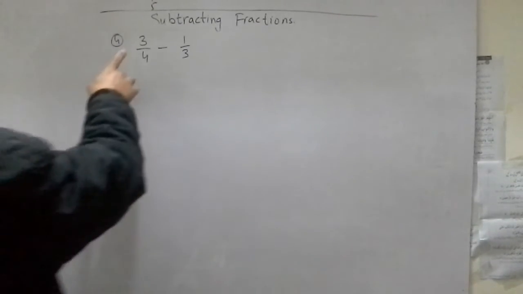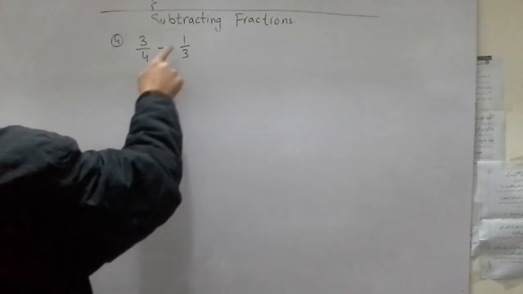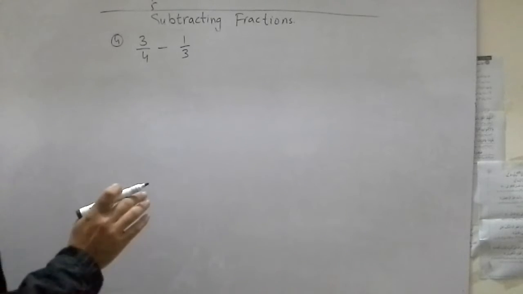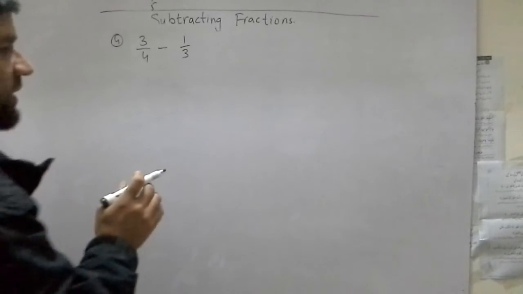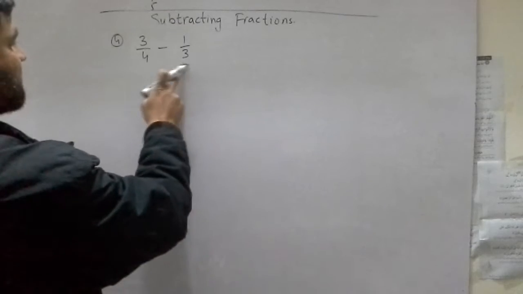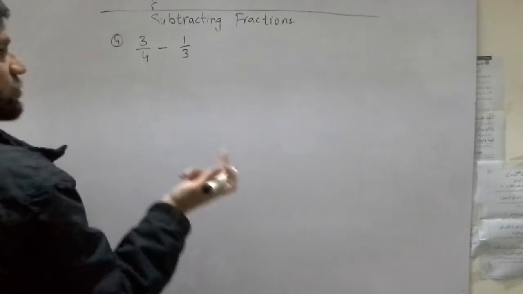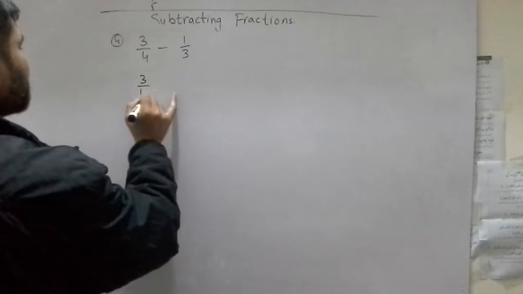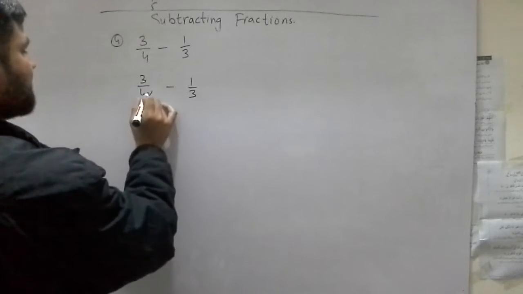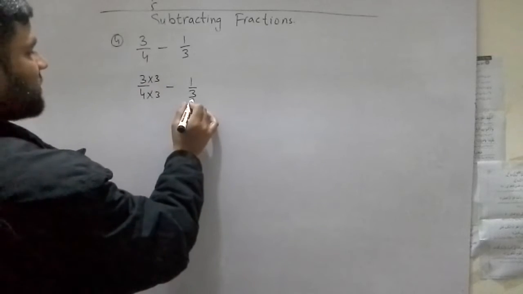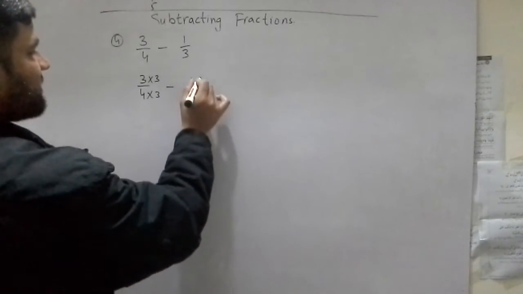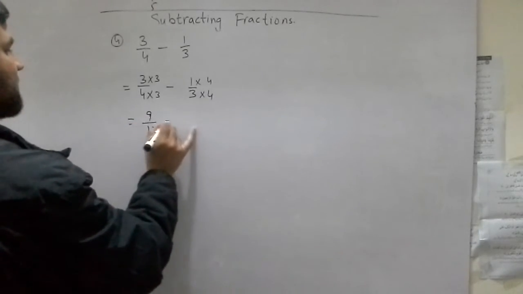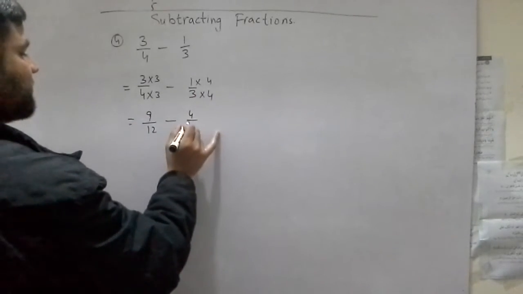Question number 4, subtracting fractions. 3 over 4 minus 1 over 3. For subtracting fractions we should have the same denominator at the bottom. So 4 times 3 is 12. This is the lowest common multiple. So copy these fractions down as they are and multiply this 4 with 3 and 3 with 3. Multiply this 3 with 4 to get 12 there. So 3 times 3 is 9 and 4 times 3 is 12. Minus 1 times 4 is 4 and 3 times 4 is 12.